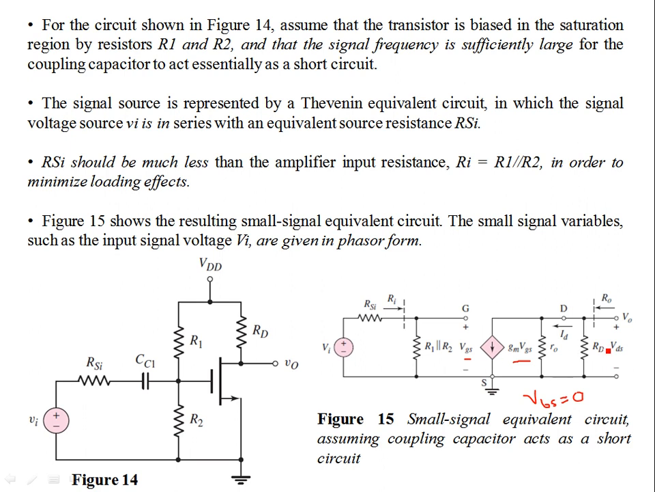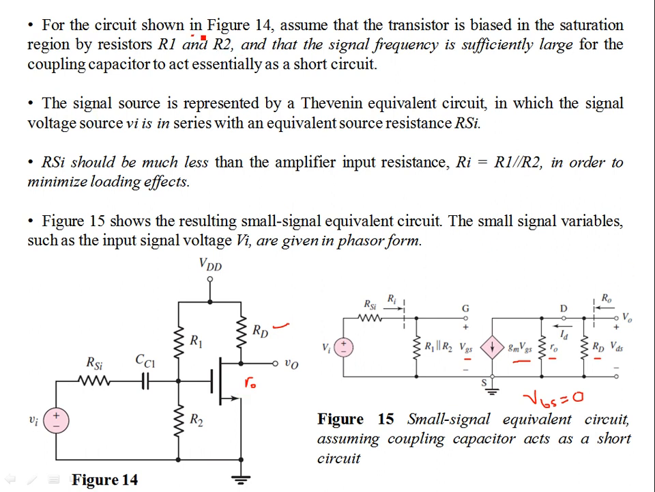Right? Okay, now the output resistance over here consists of the output resistance of the transistor and RD, as you can see in this circuit. Okay, RD is the circuit parameter, external circuit, but R0 is inherent, and that is the transistor output resistance.